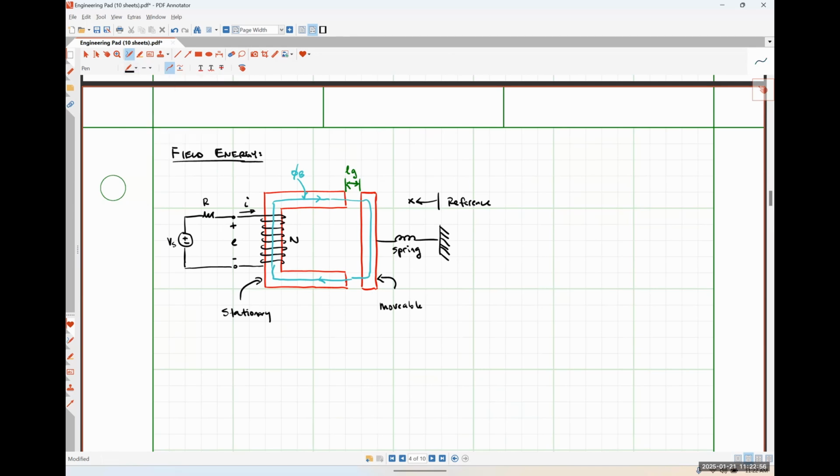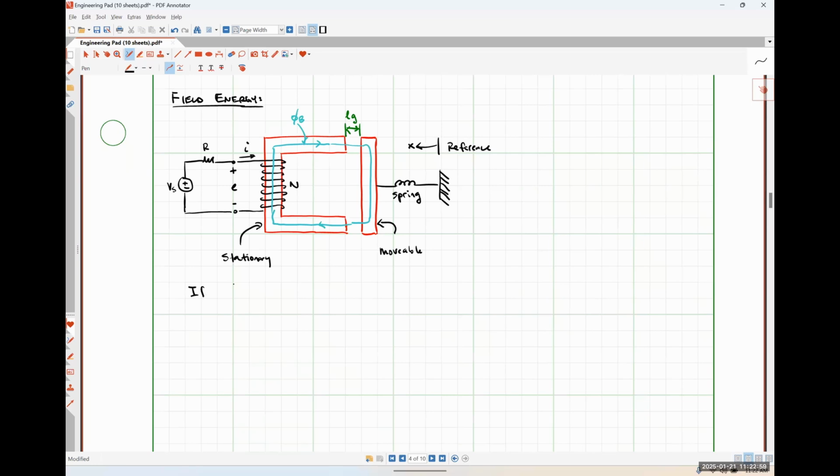So if this system is at equilibrium, then for equilibrium to happen, we would need the gap to be constant, right? That means the spring is no longer compressing or expanding, just whatever gap I have is fixed based on the particular amount of electrical energy I have in.